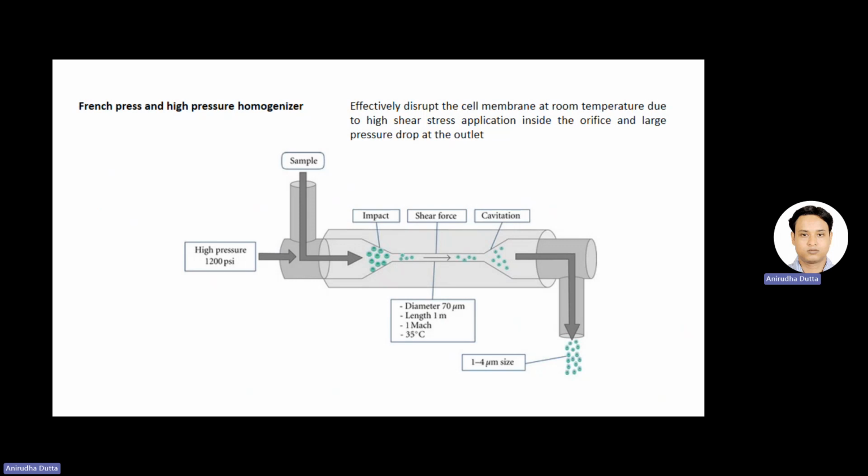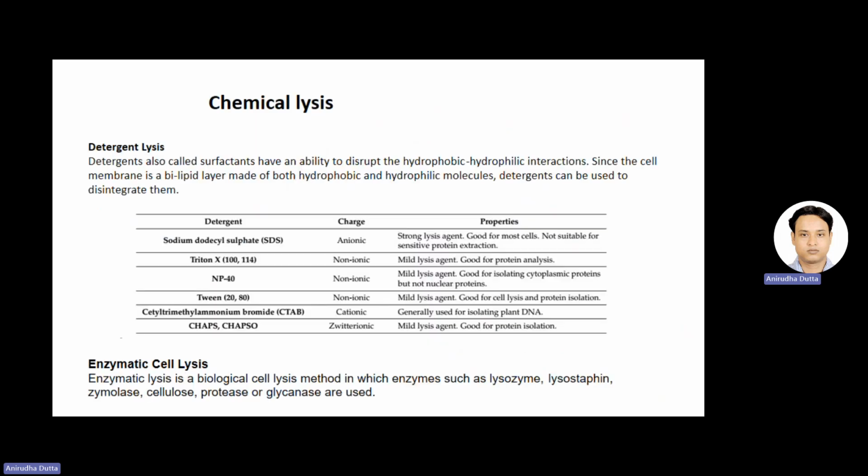So other than this mechanical process, what we can do is chemical lysis using either detergent or enzymes. Detergents: membranes are made up of a lipid bilayer, and detergents are zwitterionic molecules, so they can disrupt the structure of the membrane. Once the structure gets disrupted, the membrane breaks down and it releases all the content inside the cell membrane.